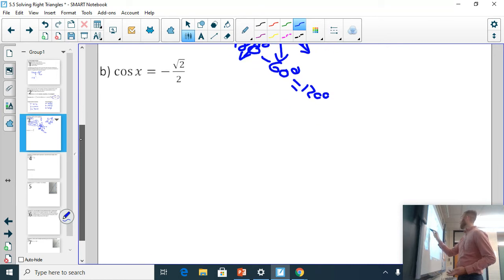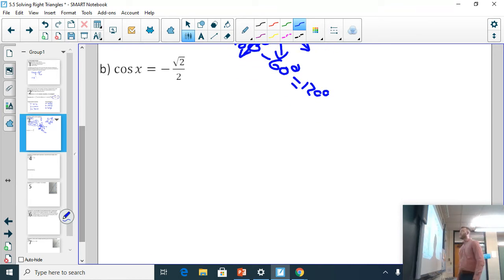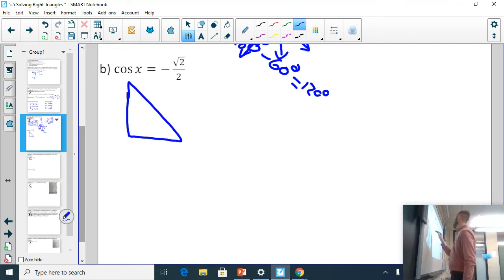Here is a similar one. Cosine of x equals negative square root 2 over 2. I remember that square root 2 over 2 kind of sounds like a 45, 45, 90. I'm going to think of my triangle where 45, 45, 90.